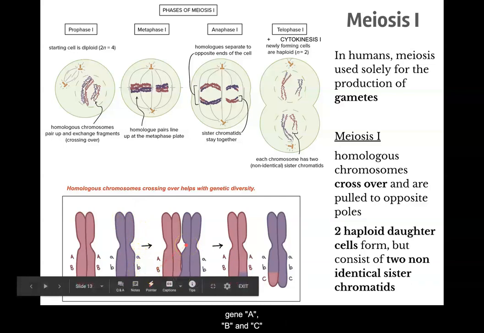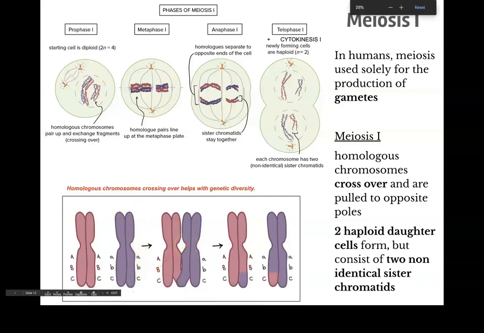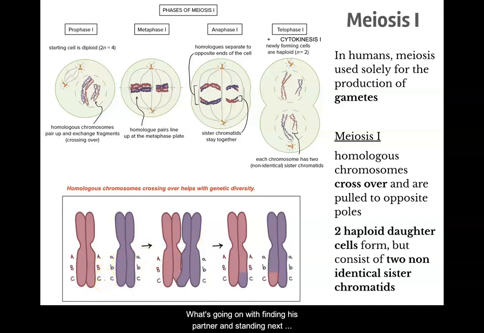Let me get rid of this as best I can. Okay, there's genes A, B, and C. What's going on when they're finding their partner and standing next to their partner during prophase I is an event called crossing over, where genetic material becomes exchanged between the two pairs. I can appreciate that crossing over has occurred here, where a little bit of that purple chromosome became part of the pink, a little bit of that pink chromosome became part of the purple.